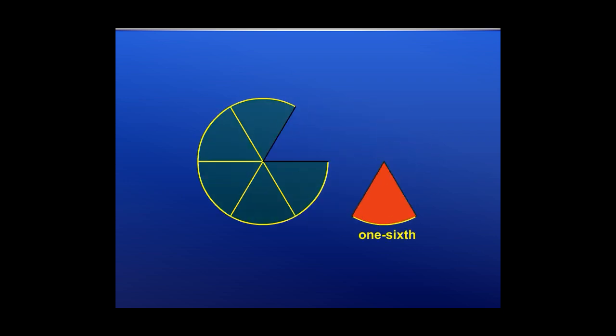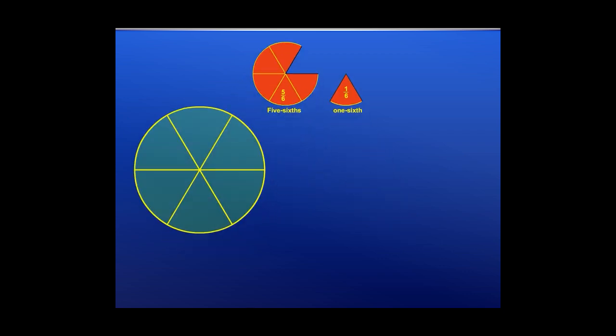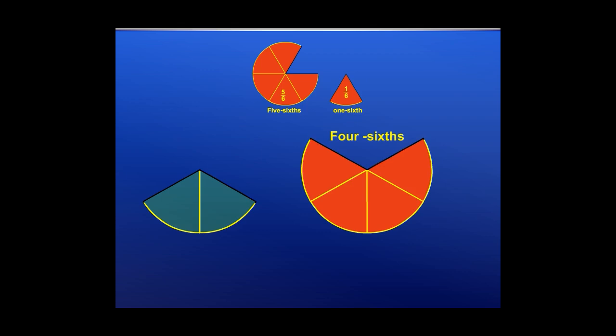Look at the animation. Look at the circle. It has been divided into 6 equal parts. If we shade one part, then it represents 1/6 of the circle. We write it as 1/6. The unshaded portion represents 5/6 of the circle. We write it as 5/6. Instead of shading one part, if we shade 4 parts, then it represents 4/6 of the circle. We write it as 4/6. Clearly, the unshaded portion represents 2/6 of the circle, which is written as 2/6.